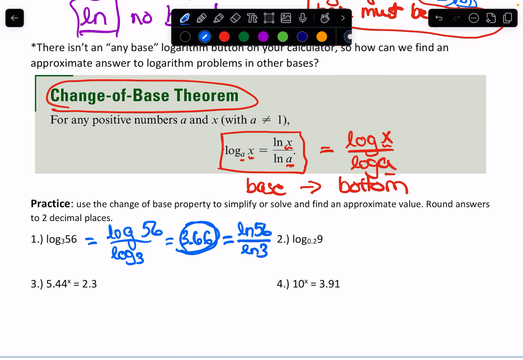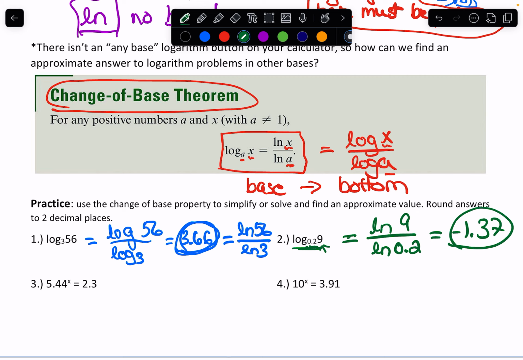Okay, let's do this next one. Our log, or the base is 0.2, and our argument is 9. So we would do the natural log of 9 over the natural log of 0.2. And when we put it in the calculator, we get negative 1.37.